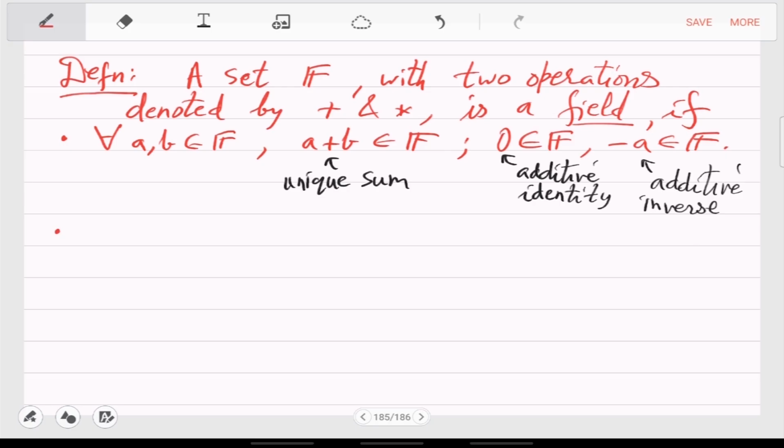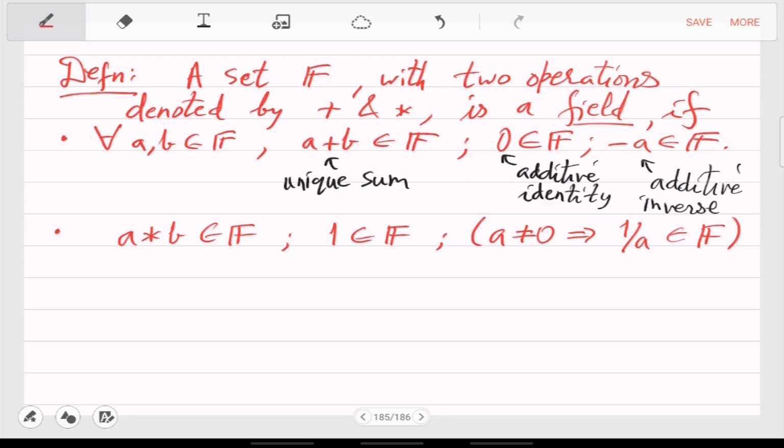And for all A, B, so the same A, B, for all A, B, now A star B should be an element in F. There should be a multiplicative identity 1 in the set, and if A is non-zero, so if A is not 0, then A inverse should also be in F. Okay, so these are the axioms for multiplication.